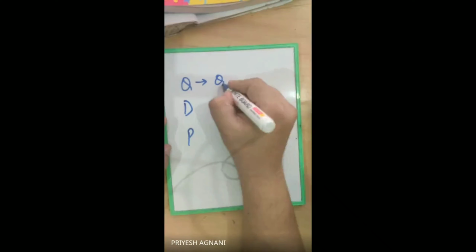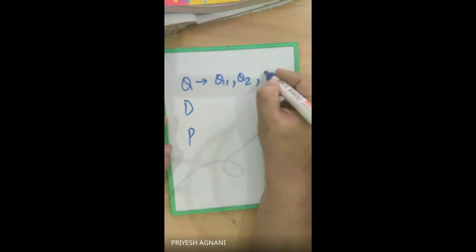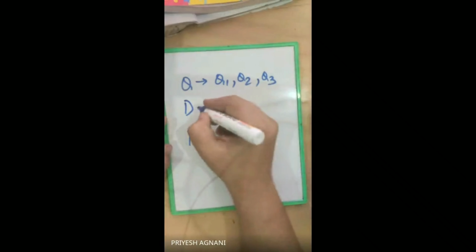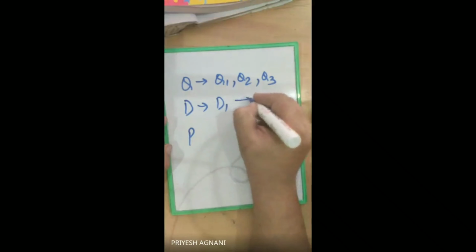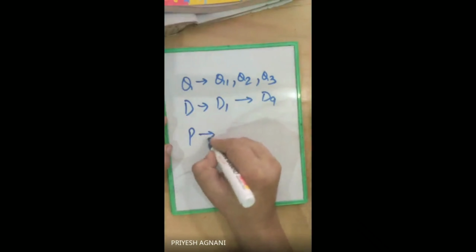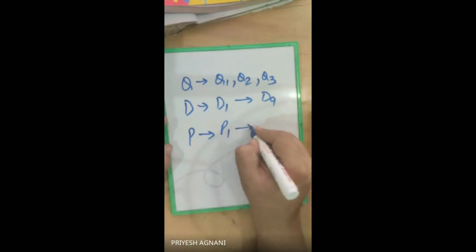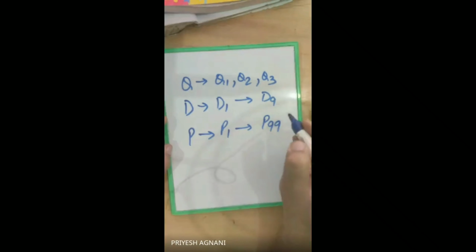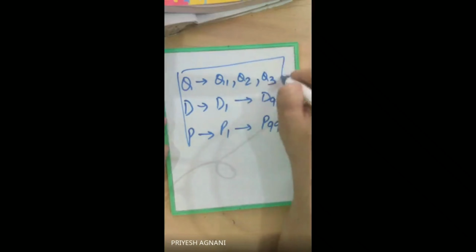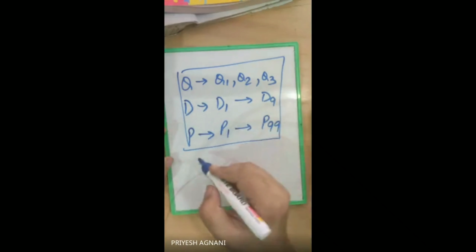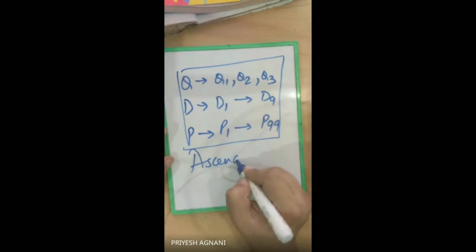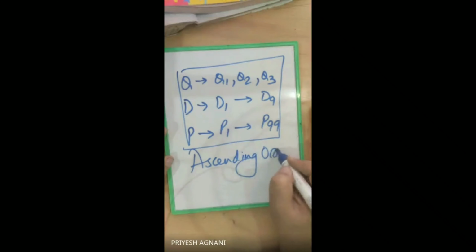Quartile starts from Q1, Q2 and Q3. There is no Q4. Decile starts from D1 till D9 and percentile starts from P1 till P99. This should be very clear in your mind, and it is always in the form of ascending order.